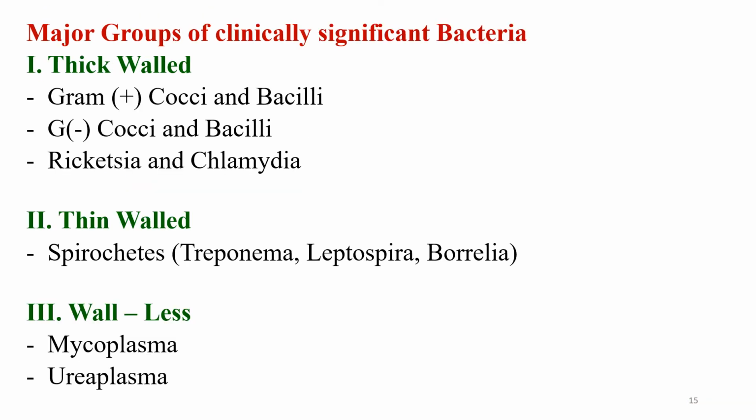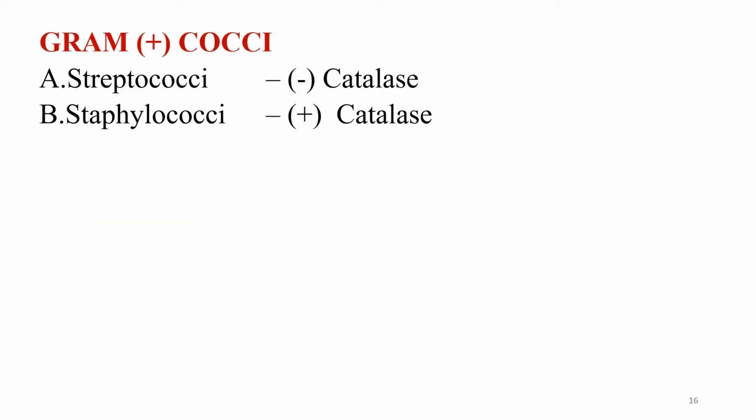Major groups of clinically significant bacteria. 1. Thick-walled. Gram-positive cocci and bacilli. Gram-negative cocci and bacilli. Rickettsia and chlamydia. 2. Thin-walled. Spirochetes: Treponema, Leptospira, Borrelia. 3. Wall-less. Mycoplasma, Ureaplasma. Gram-positive cocci.